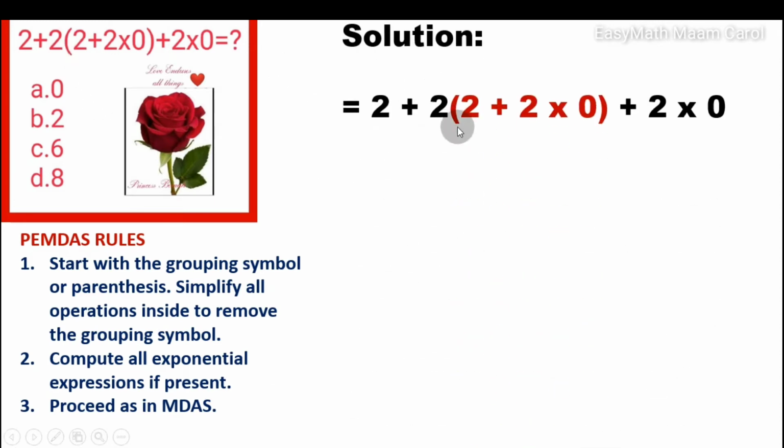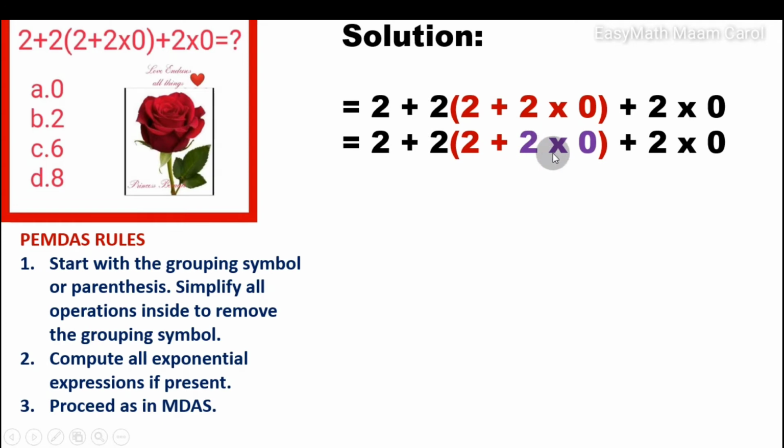So I made the grouping red to emphasize that we are going to solve this first. Okay? So here, sa loob, meron tayong 2 plus 2 times 0. And we have two different operations na may two different priorities. So meron tayong addition and multiplication. So sabi dun sa MDAS natin, let's start with the multiplication first before we do the addition. So let's see. So what happens is I made it purple para mapakita ko sa inyo na we are going to do this first according to the priority ng MDAS rule.